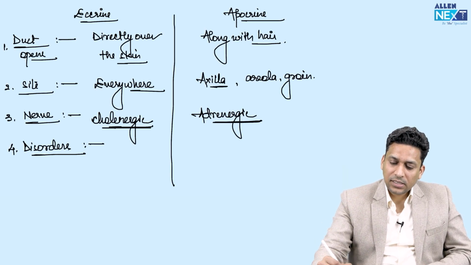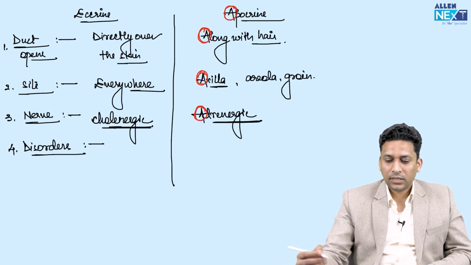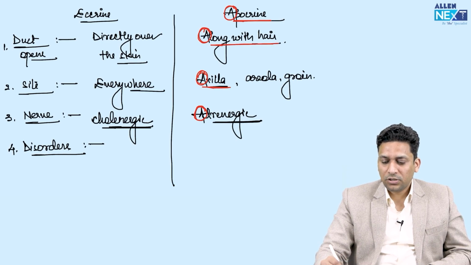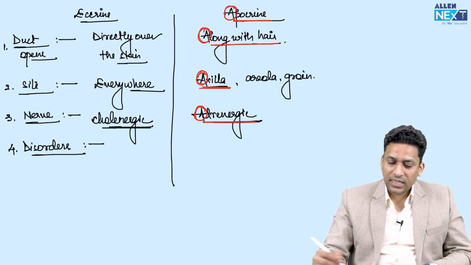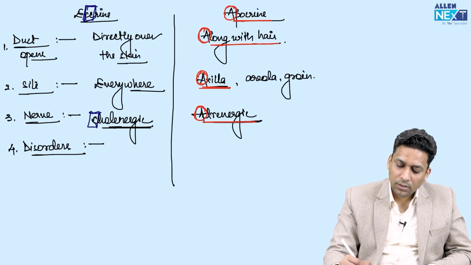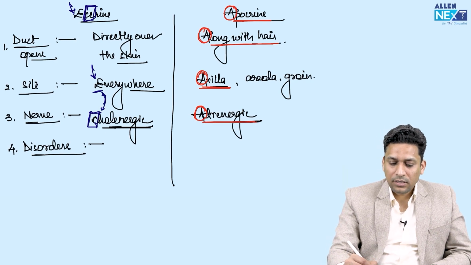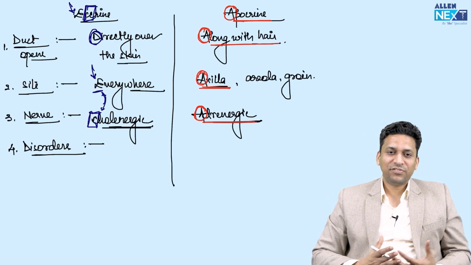See, apocrine starts with the alphabet A. So everything here starts with the alphabet A. So it becomes so easy to remember. Apocrine duct opens along with hair follicle. It is mainly present over the axilla and it is under adrenergic control. While in eccrine, C is repeated twice, so this is under cholinergic control. It starts with E, so it is present everywhere. And which alphabet comes in between C and E? D. So it directly opens over the skin. So you can see how easy it is to remember all these differences.